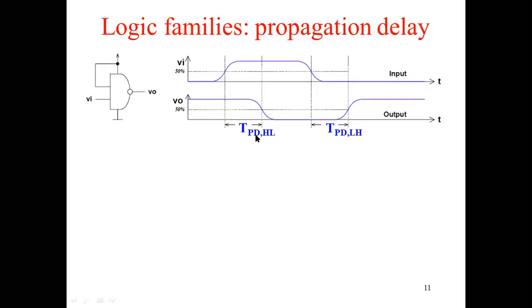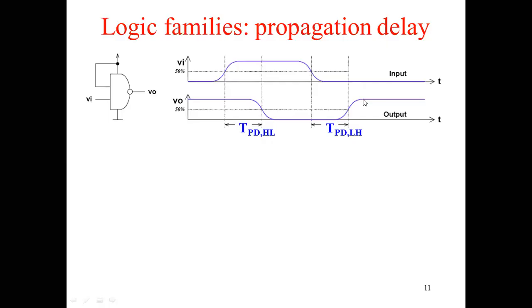Tau PD, propagation delay from high to low: output is coming from high to low. Here is the propagation delay when the output is going from low to high, Tau PD L to H. In this case, we have changed the input, but this much time it will take to rise from 0 to 1.